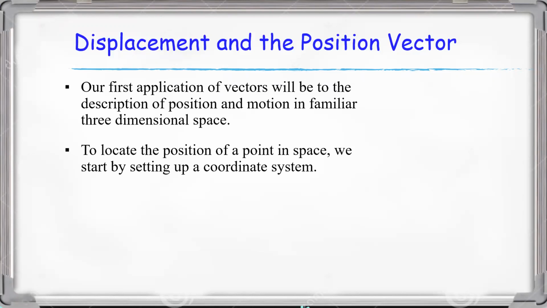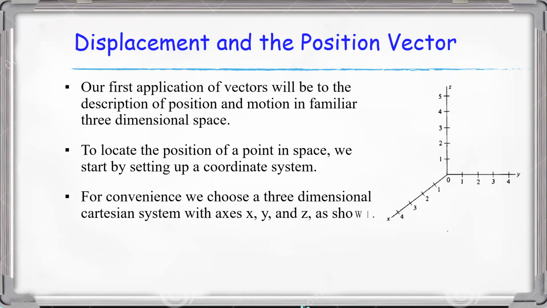To set up some position, we need a coordinate system. A coordinate system that is familiar to you is the three-dimensional Cartesian coordinate system with axes x, y, and z. That is given in the figure. Here in the figure, we marked the axes by 1, 2, 3, 4, etc. for our convenience.